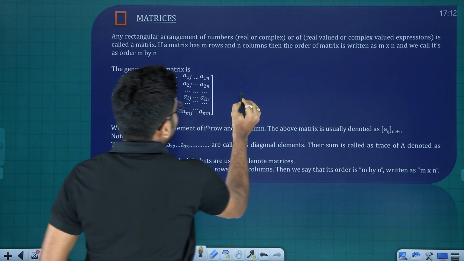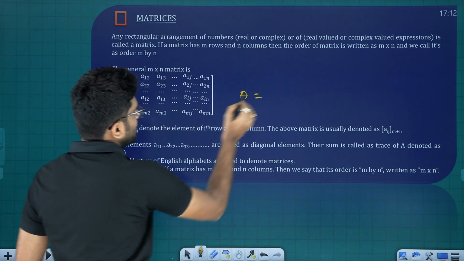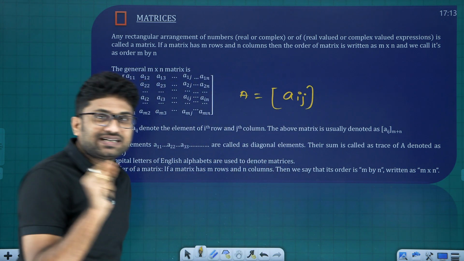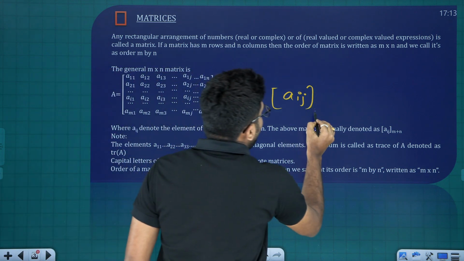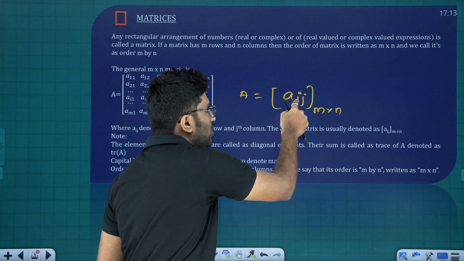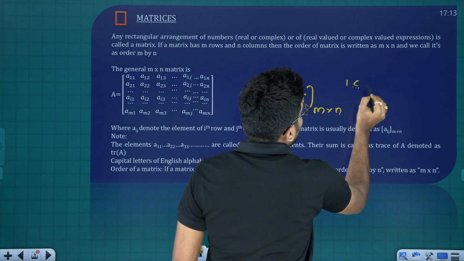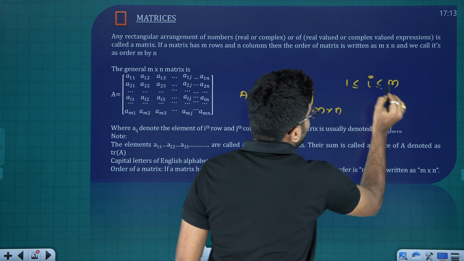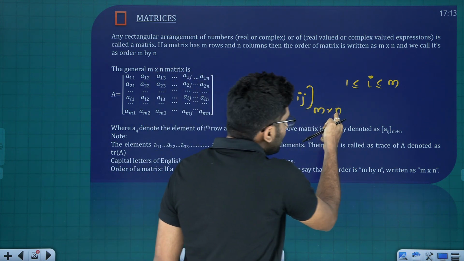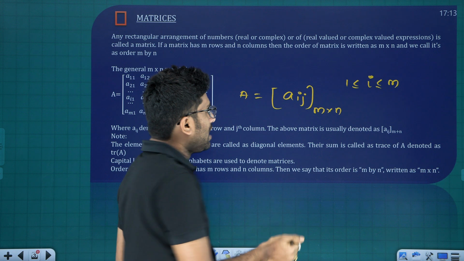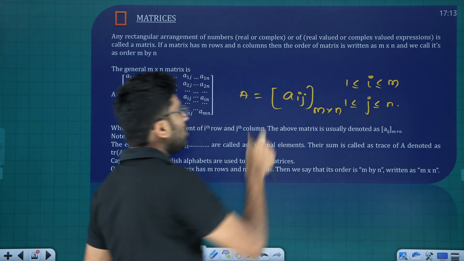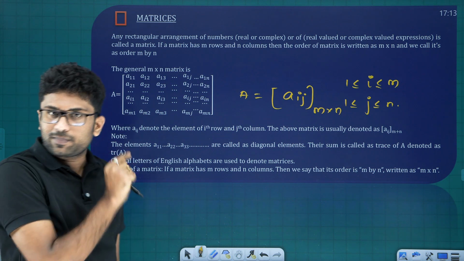Now, in general, this matrix can be written as a matrix of elements Aij, order m by n. Here i takes values from 1 to m, that is, 1 less than or equal to i less than or equal to m, and if the order is m by n, the number of columns will be n, so j will take values from 1 to n. This is how in general a matrix is represented in short form.